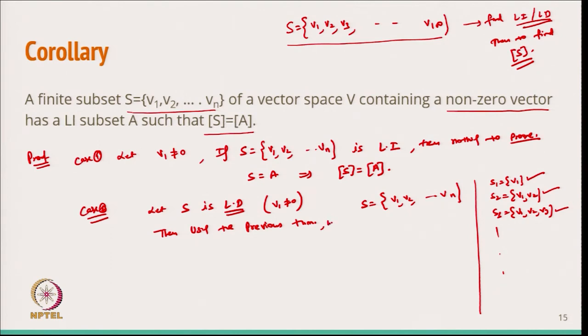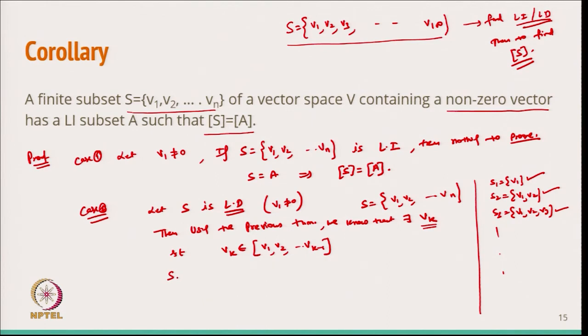So then, using the previous theorem, we know that there exists a vector vk such that vk belongs to the span of the vectors preceding it. That we have already done in the theorem, because it is linearly dependent. So from here we can find a vector, say vk, which can be written as a linear combination of all the vectors preceding it.